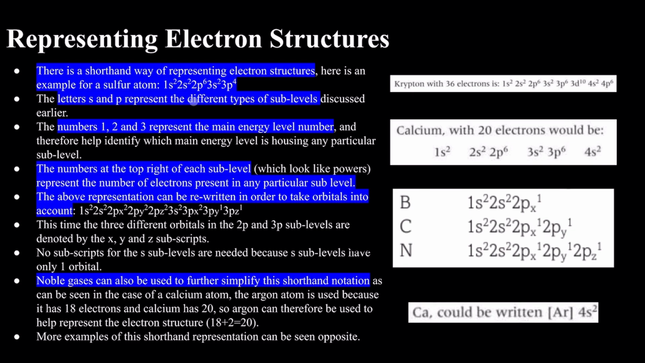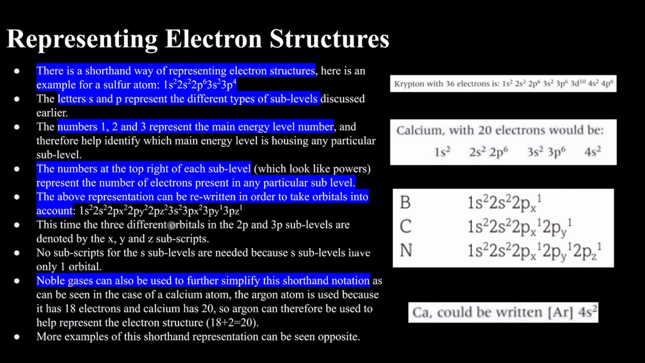So is the p sublevel in the second main energy level, or is it in the third main energy level? Similarly, is the s sublevel in the third, second, or first main energy level? So again, these numbers help us identify which main energy level houses any particular sublevel. The above representation can be rewritten in order to take orbitals into account, and we can write it like this instead.